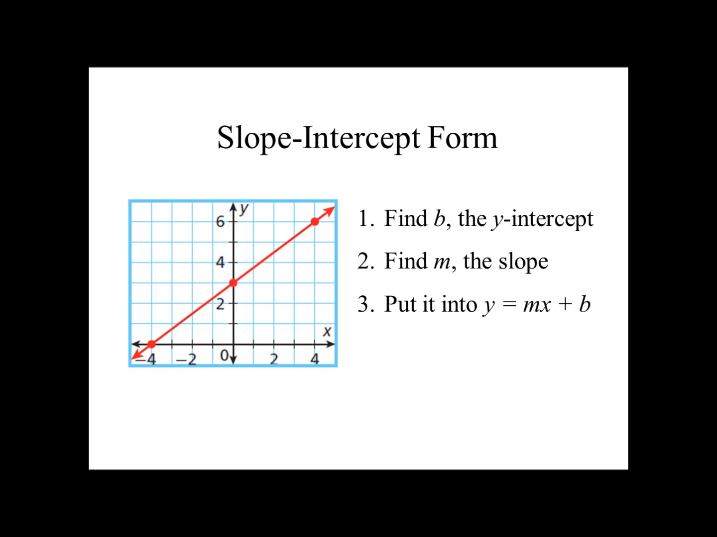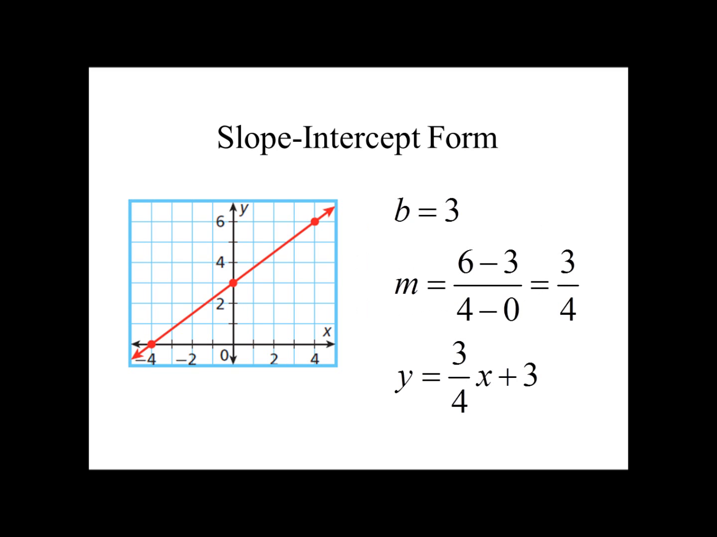The next thing we need to find from the graph is the slope. Now we're going to need to find 2 points on the line in order to find the slope. Then we'll just do a change in y over change in x calculation. Put everything into the slope-intercept form, which is y equals mx plus b. Now, like I said, our b value is 3. That's nice and easy to read off.